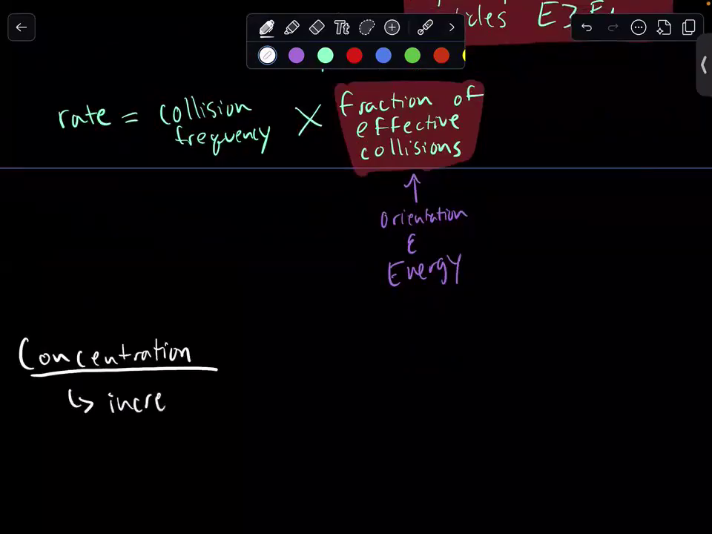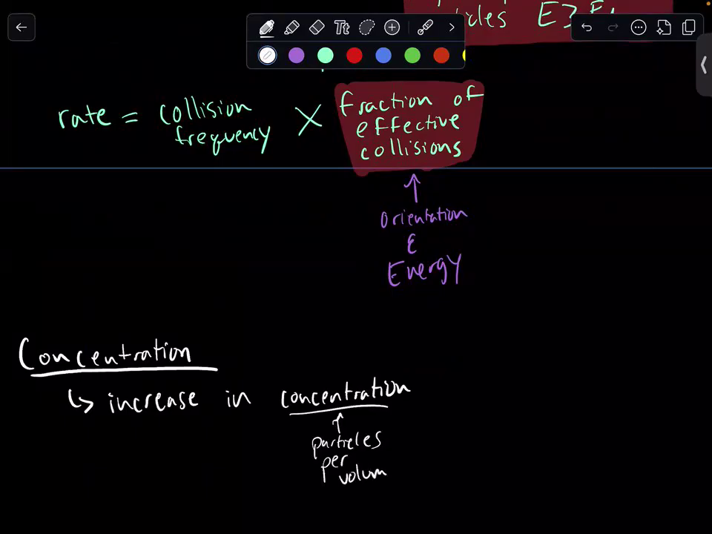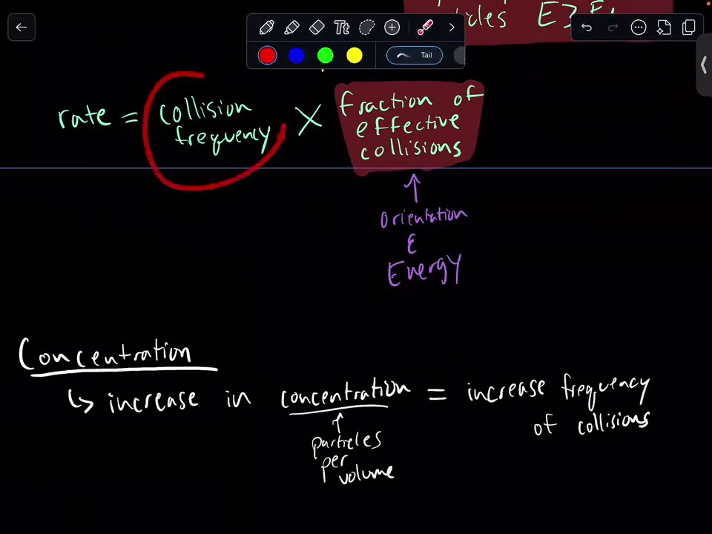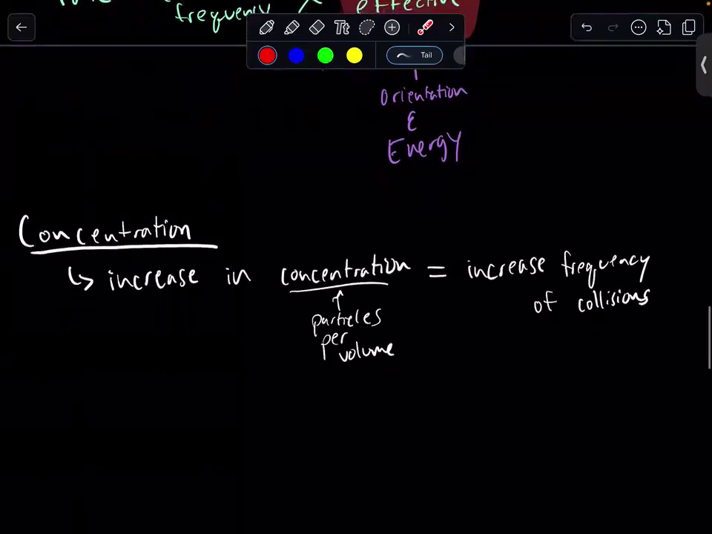So an increase in concentration, which is just a measure of particles per volume. So if I increase the number of particles, we're going to increase frequency of collisions. More particles means more collisions, and therefore this is increasing this aspect right here. And therefore, because we've increased collision frequency, we'll increase rate. If we decrease concentration, we decrease rate.